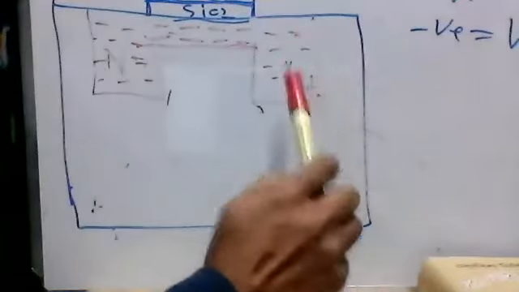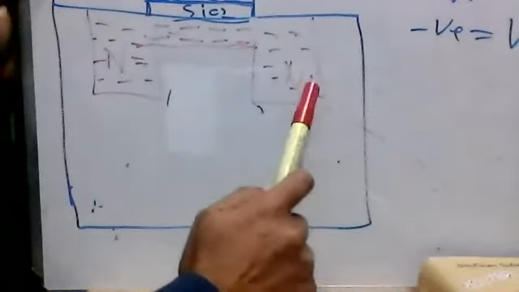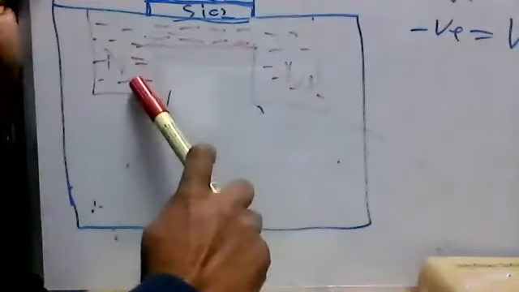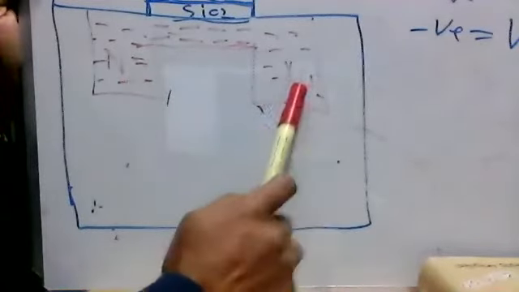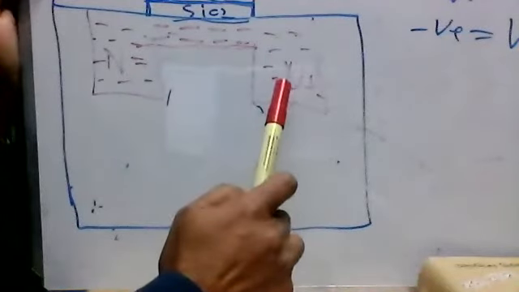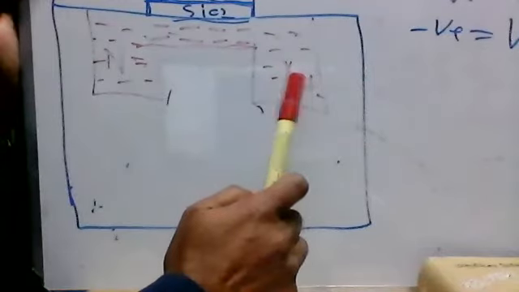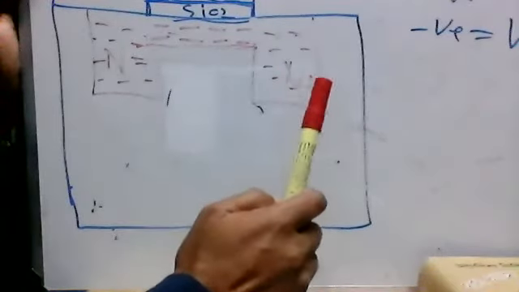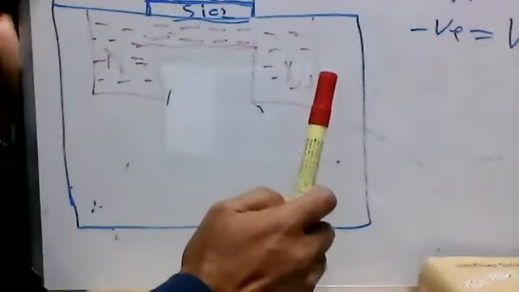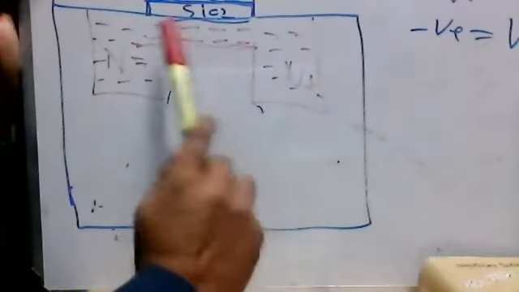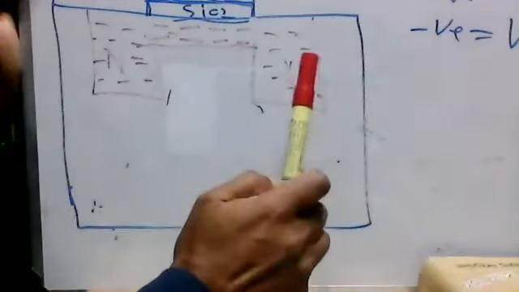You see, I already mentioned this, N plus is on both sides. So how does the electron flow? We know current is nothing but the flow of electrons, right? Current flows opposite to the flow of electrons, but when the electron flows, the current also flows.